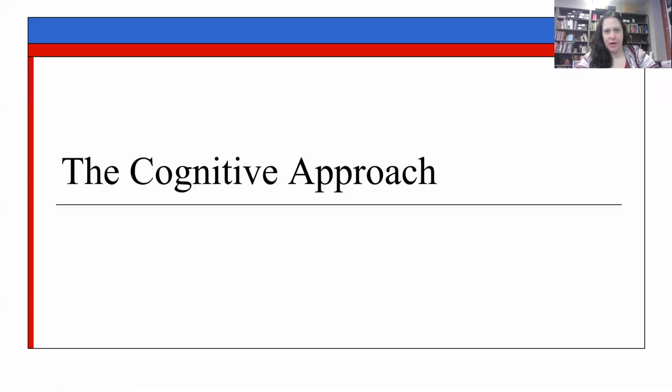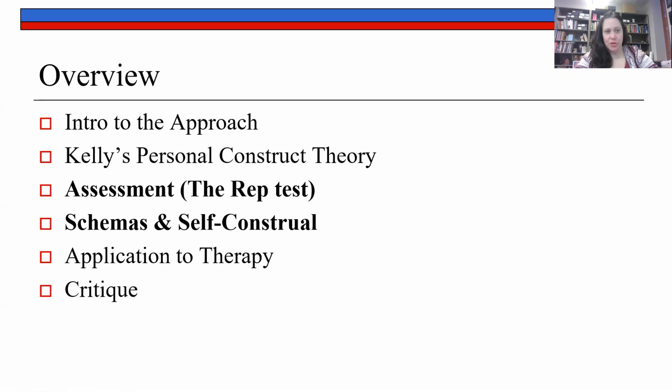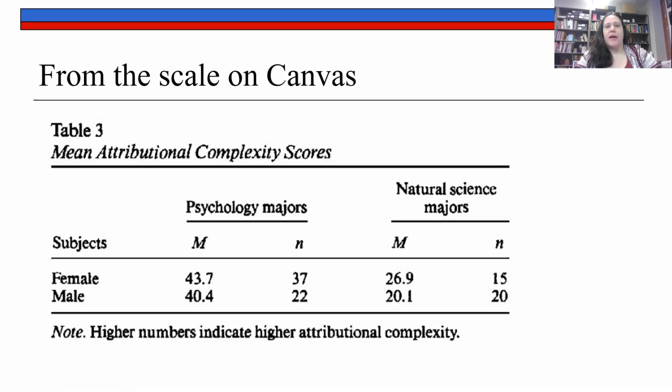Let's keep talking about the cognitive approach in mini lecture number 2, where we're going to talk about how we measure personality in the cognitive approach, and I'm going to add some research that's not in the book on how we use this to understand the self. If you took the personality test that I made available on Canvas, it was on cognitive complexity, which I introduced in the first mini lecture.